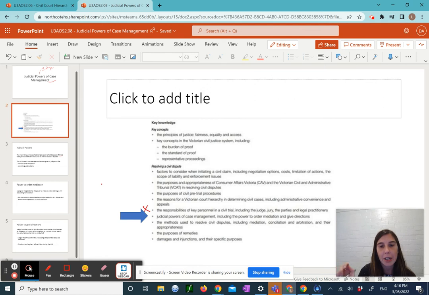So, here we are in the study design. You see we're getting through it, and this is a little blurry today, but you need to know the judicial powers of case management. So, what is case management, which is the organisation of a case from start to finish, and what powers the judge has. And there are two main powers you need to be able to talk about today: the power to order mediation and the power to give directions.